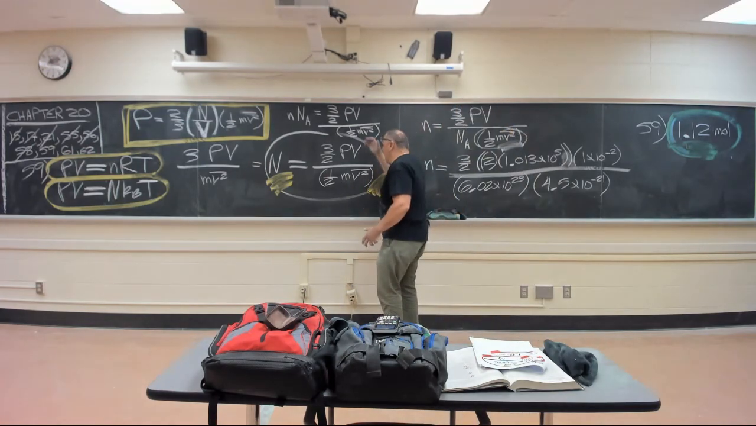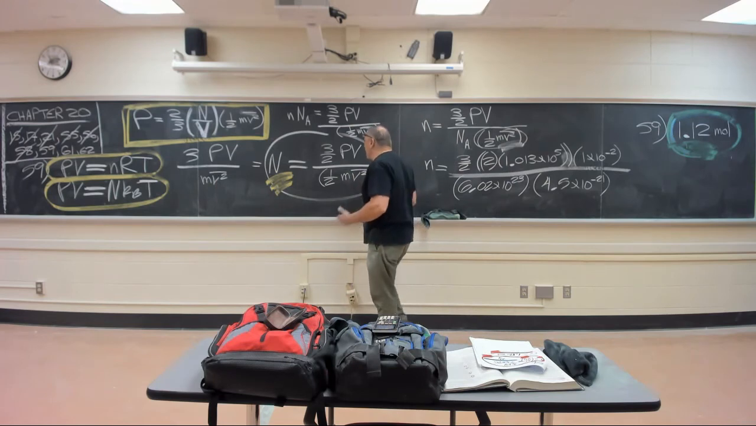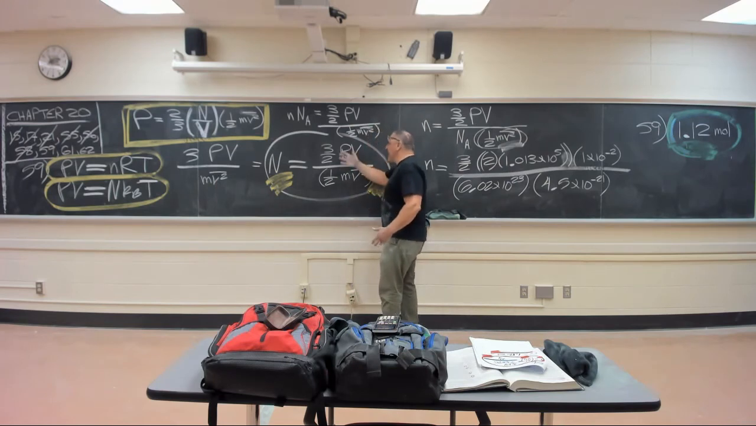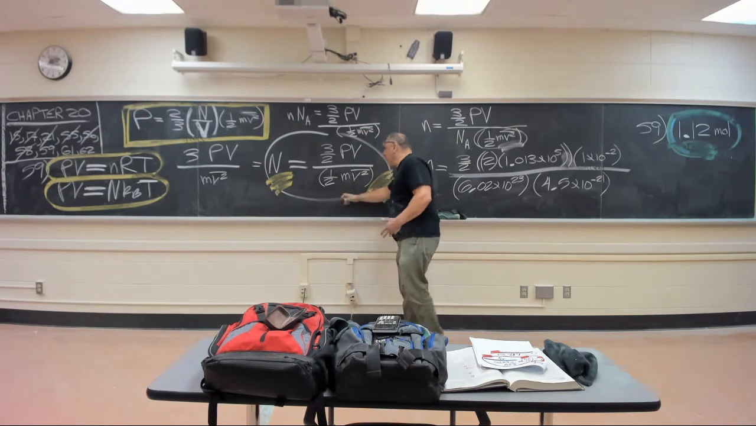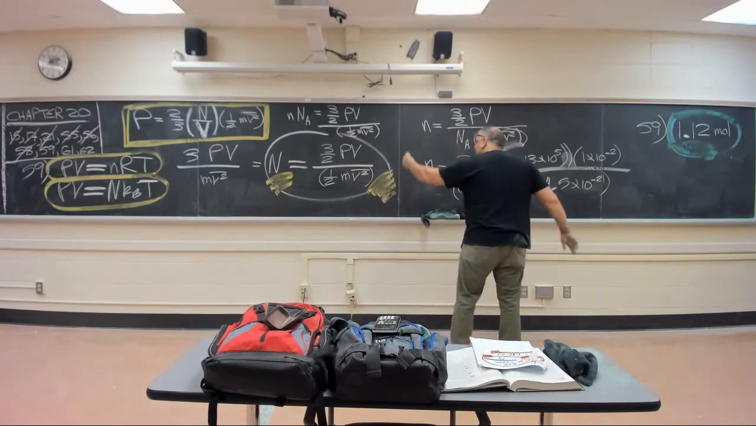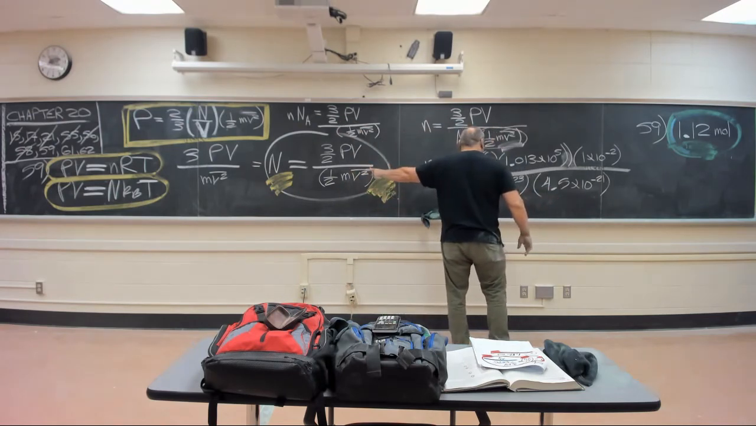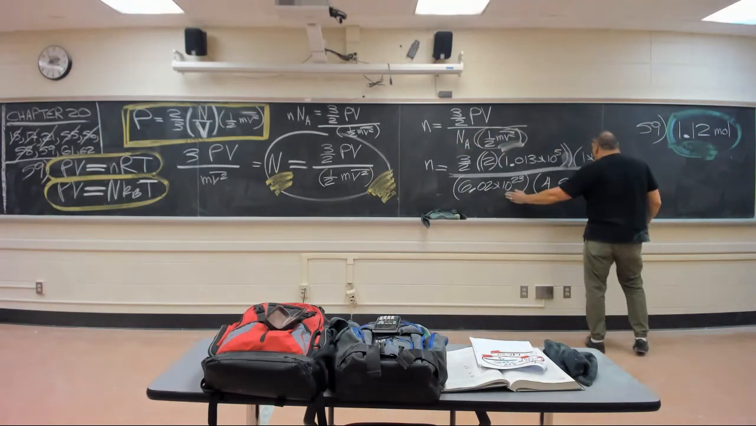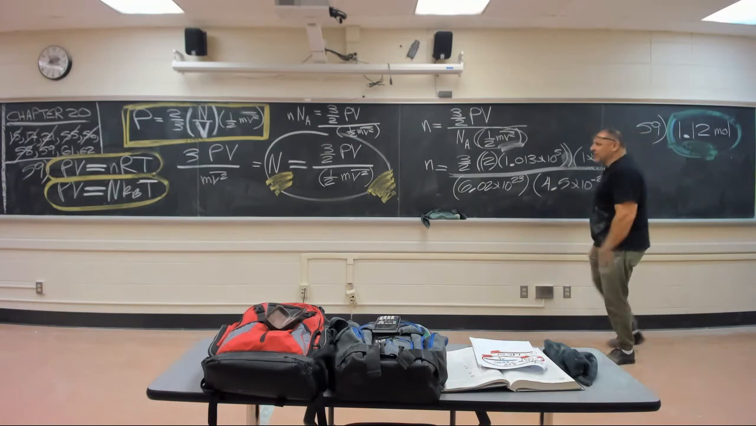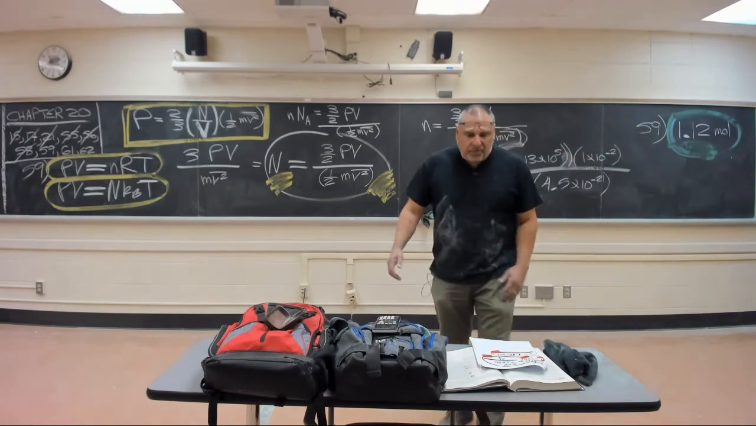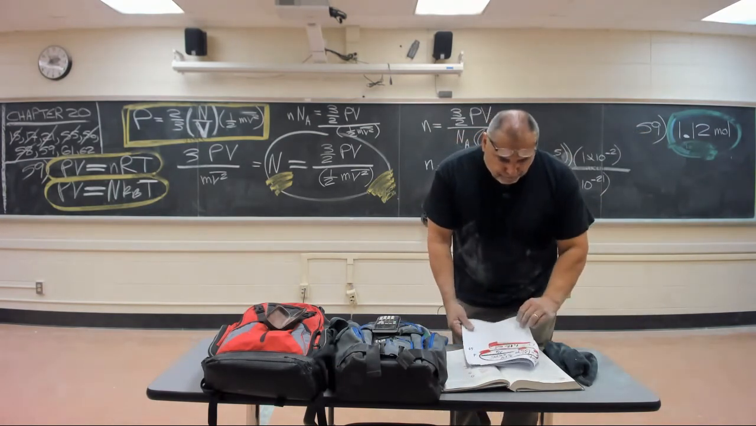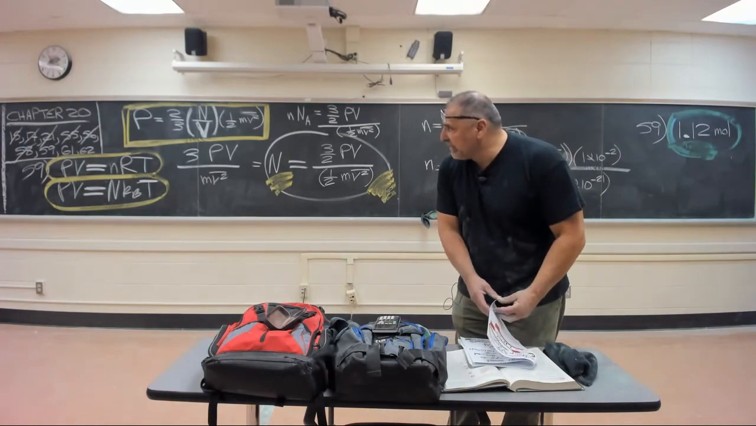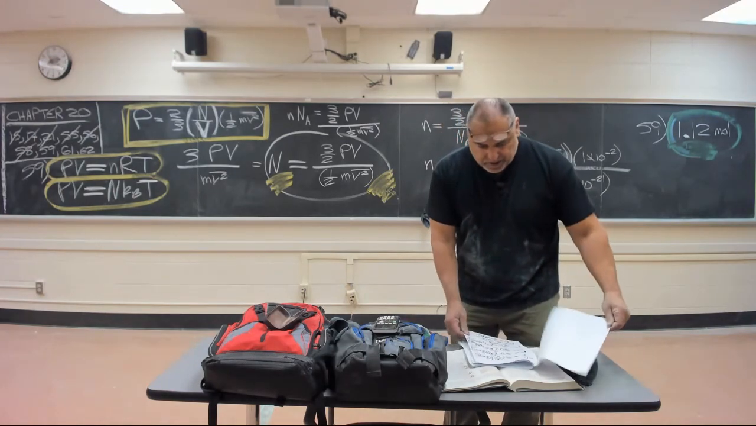3 halves nRT is the same as 3 halves capital N k sub B T divided by the energy per particle. And that's where we're getting the total number of particles. When you take the total number of particles and divide it by Avogadro's number, you get the moles. And that's where it's coming from. Okay, I hope that helps. With that in mind, guys, let's look at 61 and 62.